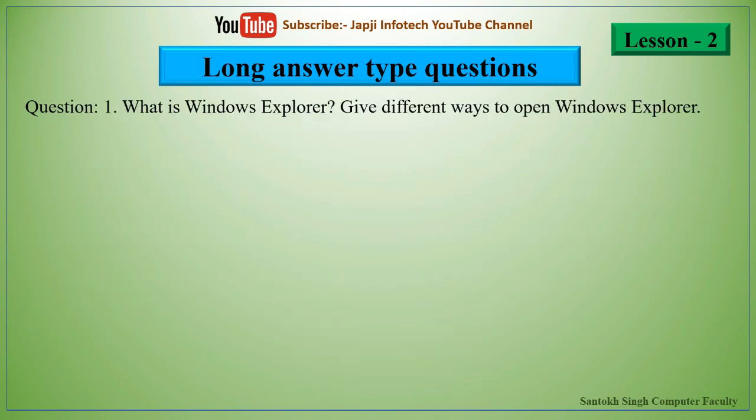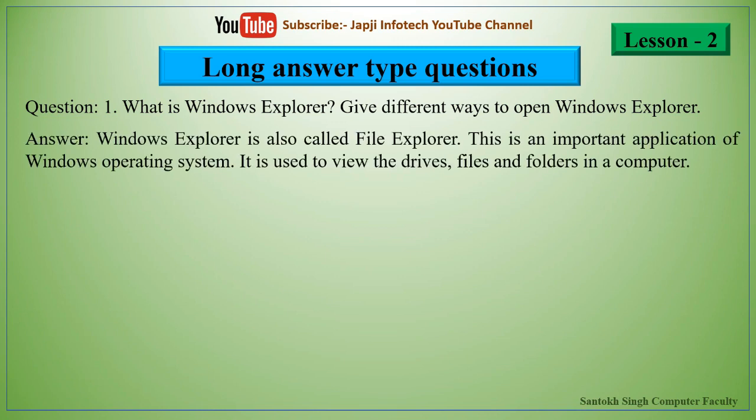So now we will learn about long answer type questions. Our first question is: what is Window Explorer? Give different ways to open Window Explorer. The answer is: Window Explorer is also called File Explorer. This is an important application of the Windows operating system. It is used to view the drives, folders and files in a computer.